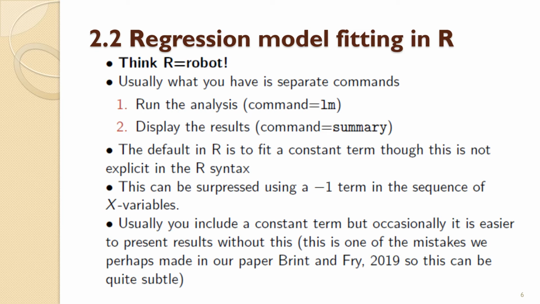Now the default in R is to fit a constant term. This is not explicit in the R syntax, and it can be suppressed using a -1 term in the sequence of X variables. Usually you include a constant term automatically, and what I wanted to give you here was an example where it actually made sense to suppress this constant term. It's an unusual example, and I wanted to include it because it is a practical industrial problem. Sometimes I think it's helpful to see that these things aren't always so uniform.